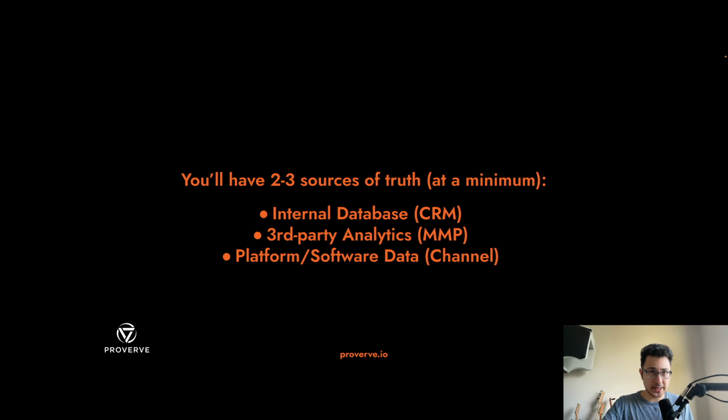The second source of truth that you'll have, especially in the world of app marketing, is your third-party analytics software. In this case, it's very likely going to be a mobile measurement partner, whether that's AppsFlyer or Adjust. And the third and final source of truth that you'll probably have, or preferably have, is your platform or software data. So in this case, you'll get data directly from the platform that you're using, and here we're talking about Google App Campaigns. So visualize that real quick. You have your internal database, you have your mobile measurement partner or third-party analytics, and then finally, you have the actual channel or software platform's data.